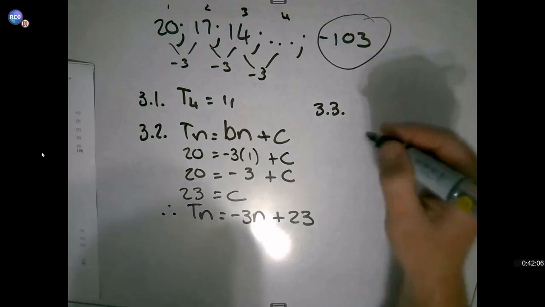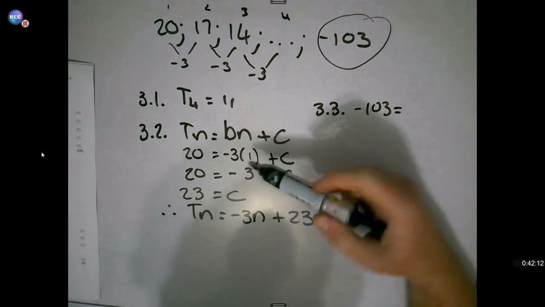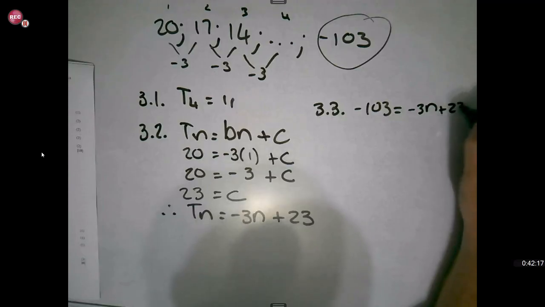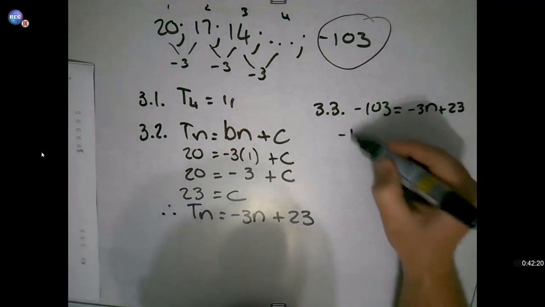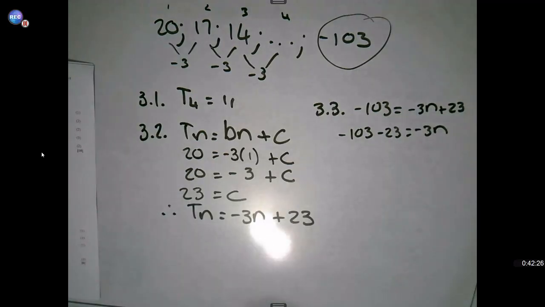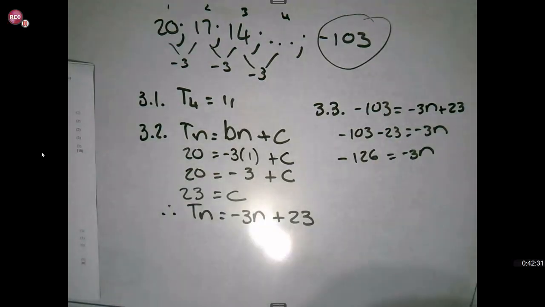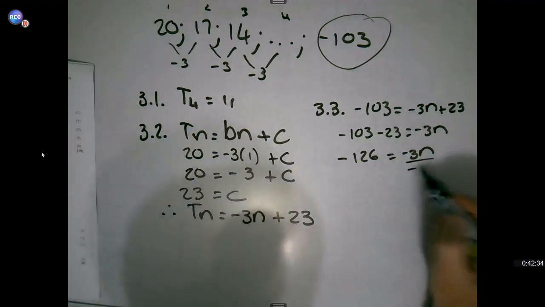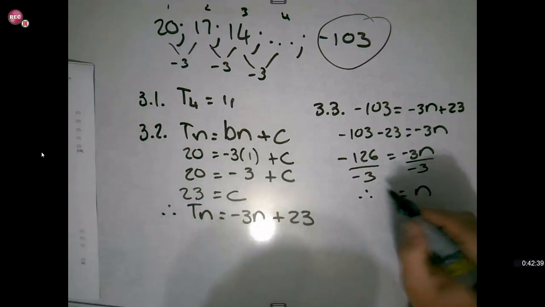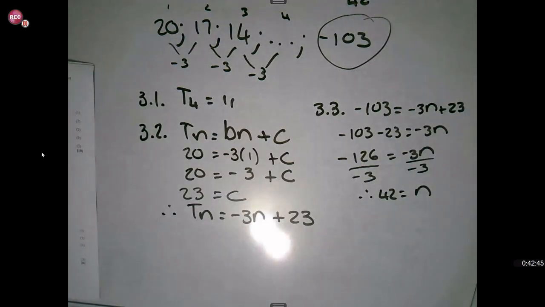Okay, so how do I do that? I say negative 103 equals, then I use my general rule, which is negative 3n plus 23. Negative 103 minus 23 equals negative 3n. And then I will get negative 126 equals negative 3n. If I go and divide both sides by negative 3, I will find therefore that n is equal to 42. So this value lies in position number 42.